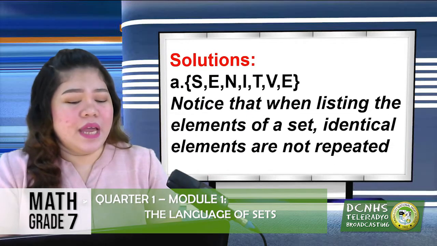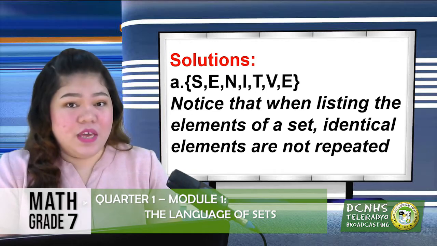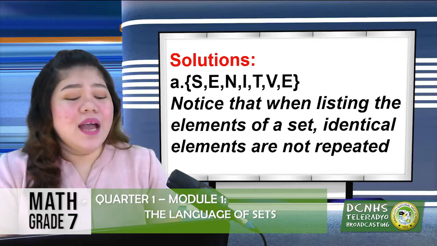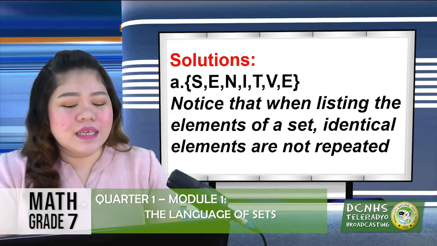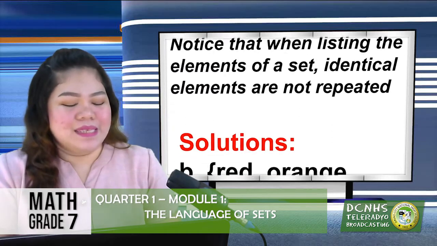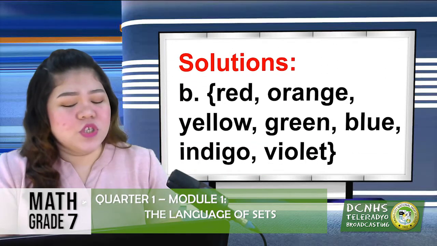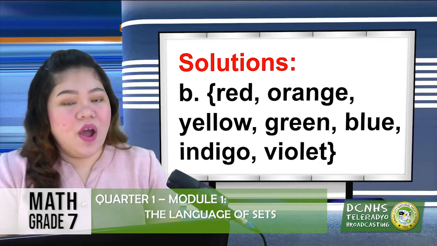Solutions. Letter A is the set of S, E, N, I, T, V, E. Notice that when listing the elements of a set, identical elements are not repeated. Letter B is the set of red, orange, yellow, green, blue, indigo, violet.